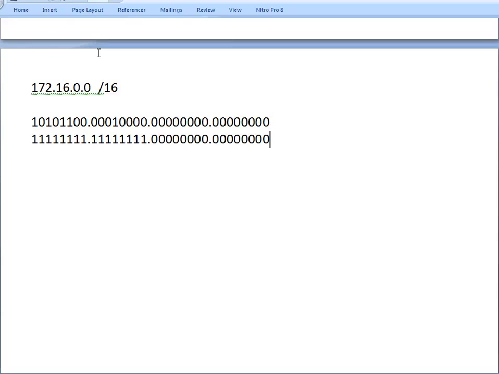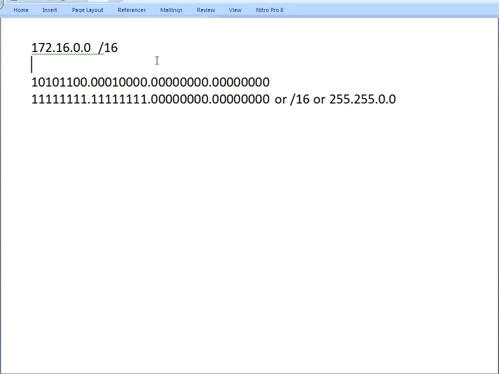Okay. Now this subnet mask is /16. So I can say /16, or I can say 255.255.0.0. Three ways of saying the same thing, and it's the correct way.